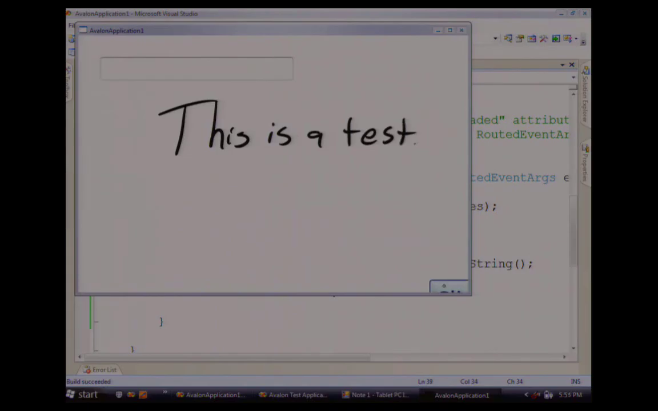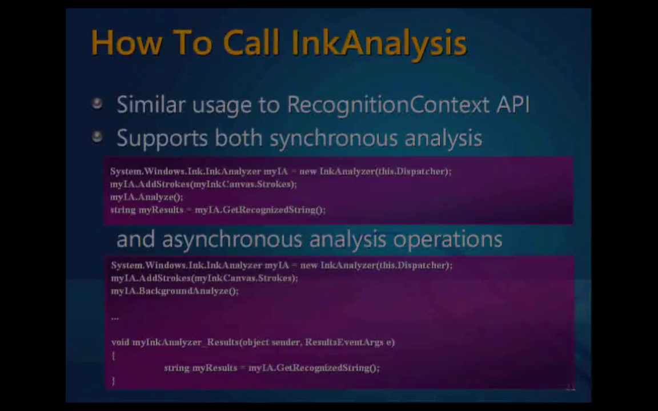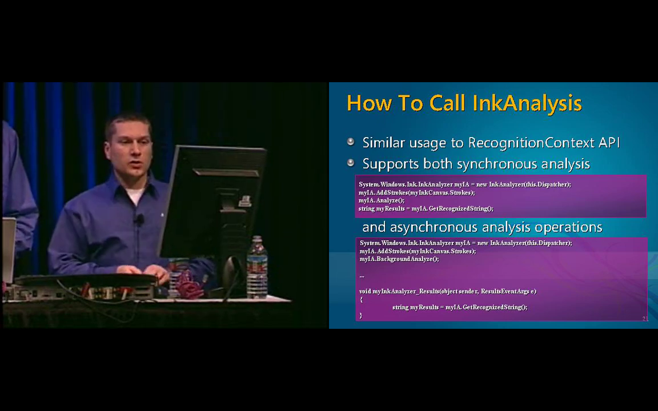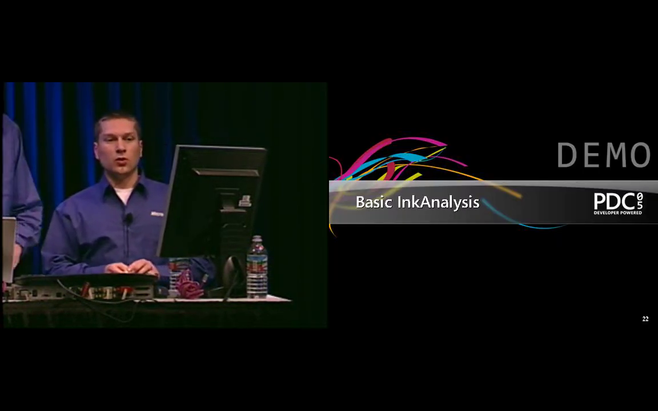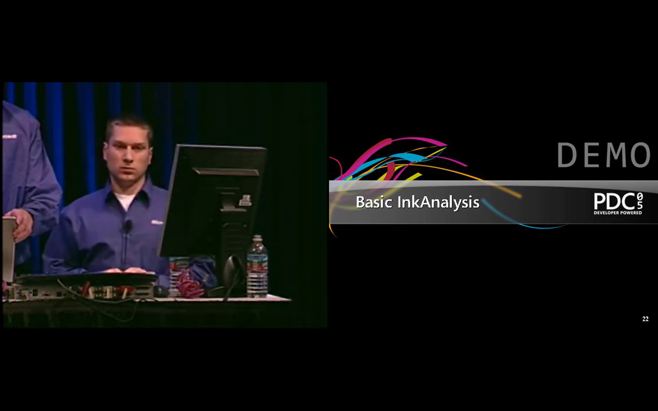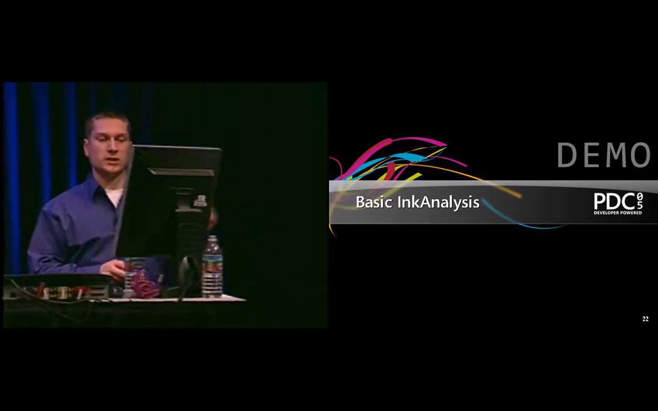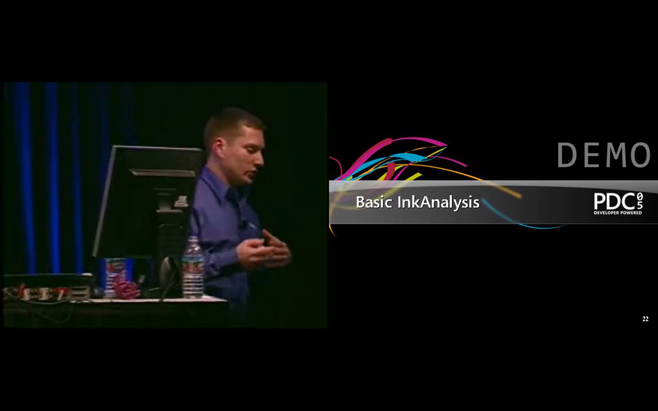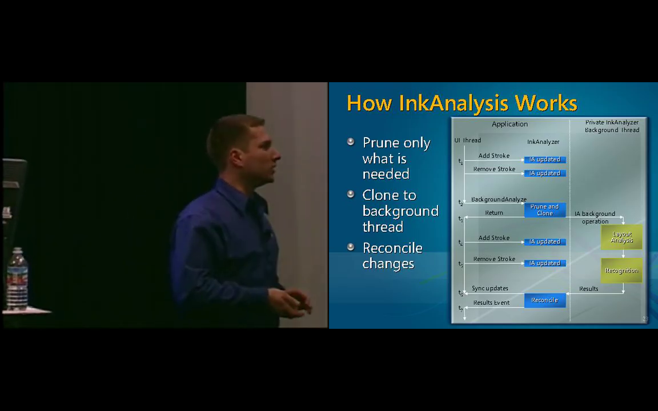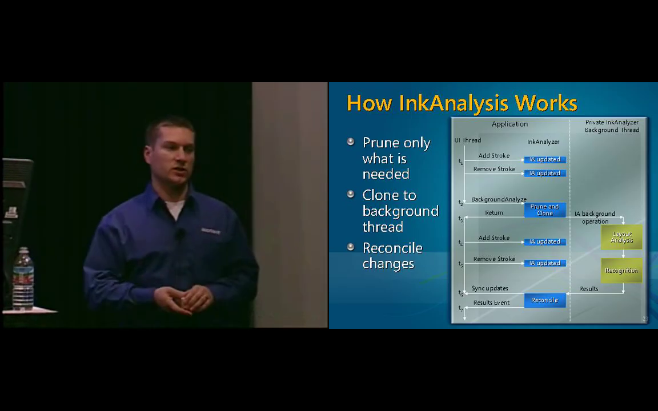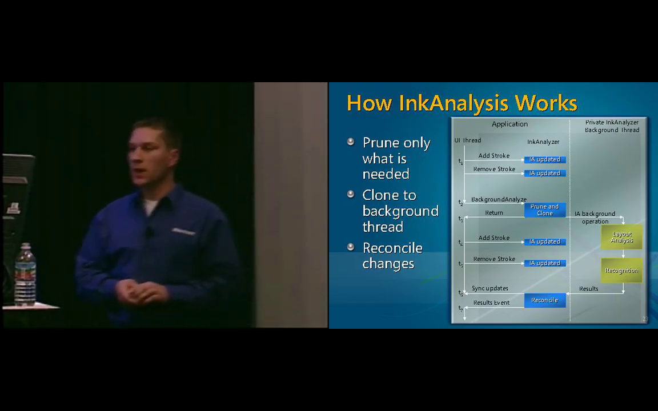And I'm going to cross my fingers that Shawn's big T doesn't throw the analyzer off. Oh, no good. So anyways, you get the idea of how you can pass the ink strokes into the analyzer and synchronously do stuff. Okay, so that was basic ink analysis. Asynchronous ink analysis is very similar. We just have to call background analyze and handle an event called results, which will give us access to those results on the UI thread.